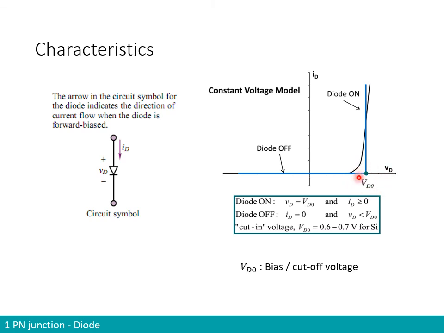The important criterion that we want to remember for the analysis and utilization in the future slides is that VD0 will be taken as equal to 0.7. If it is larger than 0.7, it will conduct. Lower than 0.7, it will not conduct.